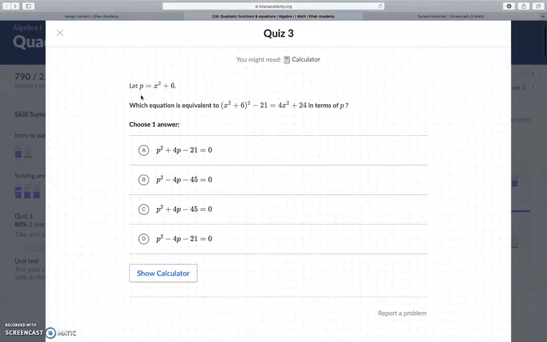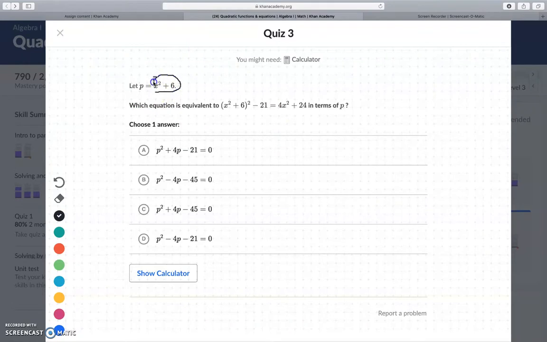For these types of problems, if you get something like this on your quiz, they want you to replace everything that has an x squared plus 6 with the letter p. I can see that there's an x squared plus 6 here, so I'm going to replace that whole thing with a p. And then it's not very obvious, but this has an x squared plus 6 if you divide both of these by 4.